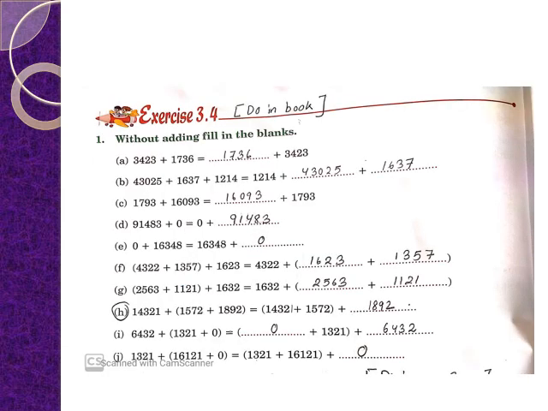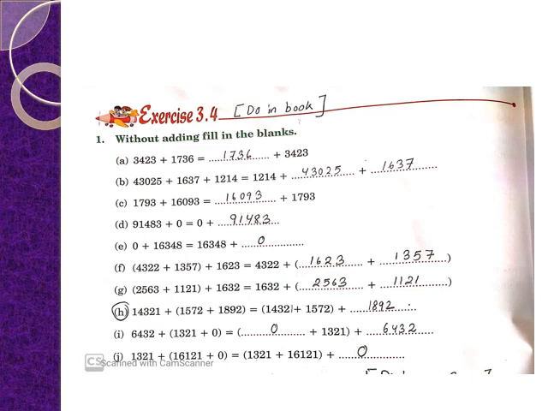Exercise 3.4. This one also you have to do in your book. Part 1: you have to add in respect to the properties of addition. So 3423 plus 1736. The answer will be dash plus 3423. Here I have told you, we will be using the order property. So the first one will be 1736.